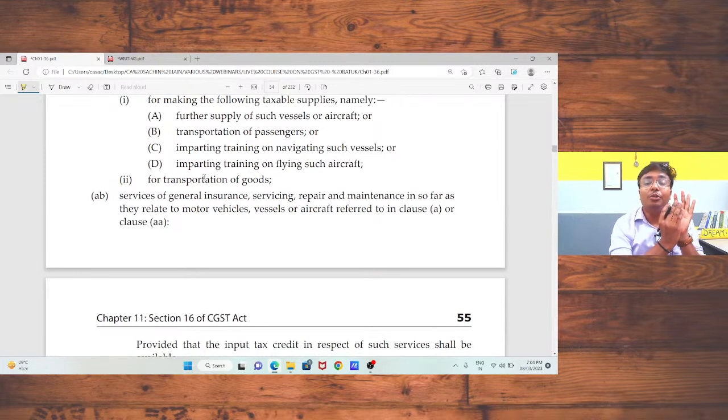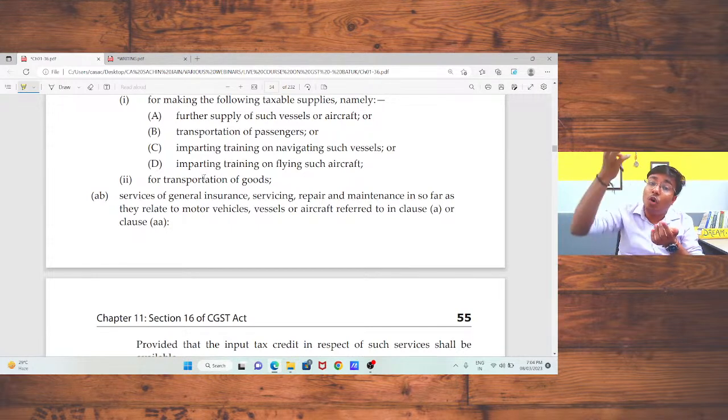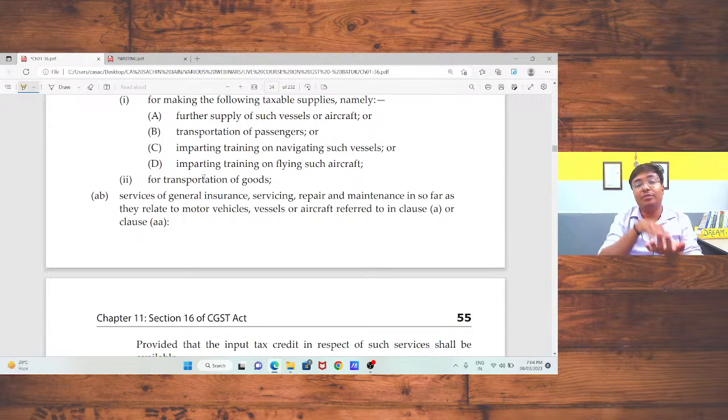Or if you are going to use that aircraft and vessel for training purposes, that means you are a training company, in that case input tax credit is allowed. Sir, why this concept? Government says in case of motor vehicles, aircraft, vessels, input is not allowed. But if your business is only due to these vehicles, these vessels, these aircraft, in that case input is allowed.